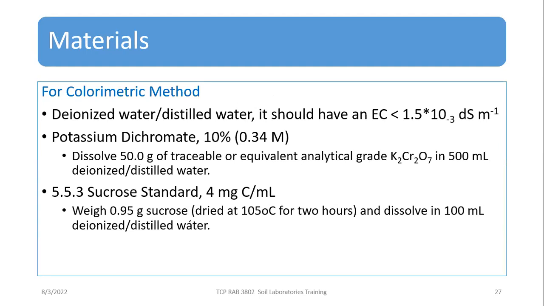For the colorimetric method, you need deionized water with the same specification as the previous. You need potassium dichromate 10%. For the sake of time, I'm not going to read the procedure for preparation. And also, you need a sucrose standard, 4 milligram per milliliter.